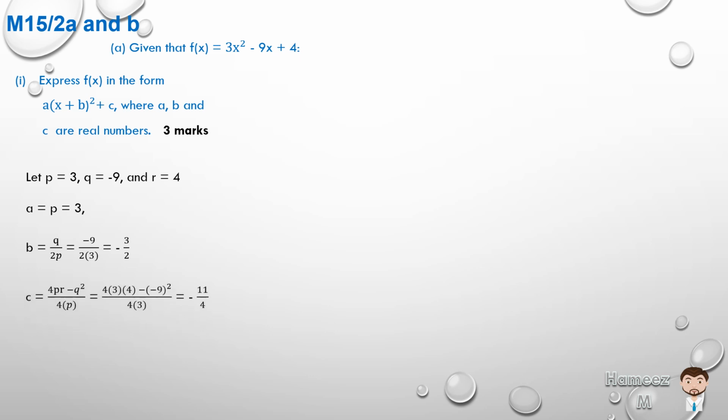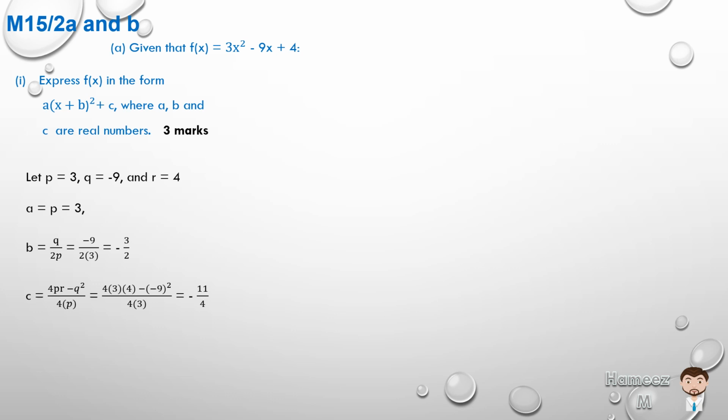And C is equal to 4PQR minus Q squared on 4P, or 4AC minus B squared on 4A, if it were the normal terms that we're using. And when we substitute, we're going to get 4 times 3 times 4, which works out to be 48, minus 9 squared, which is 81. 48 minus 81 is minus 33, all over 4 times 3, which is 12. So minus 33 on 12, which is reduced, will give us minus 11 on 4.